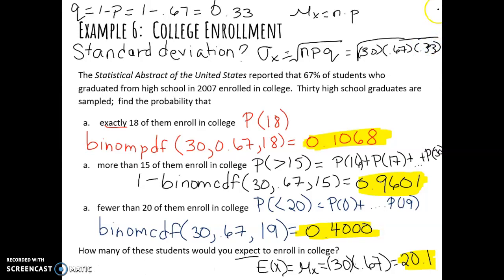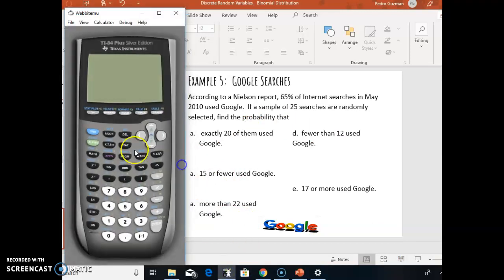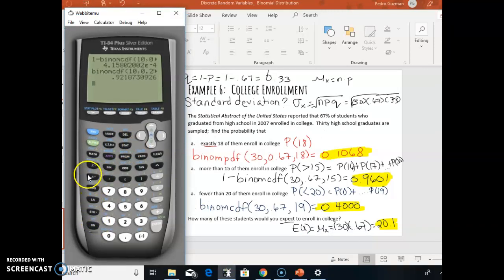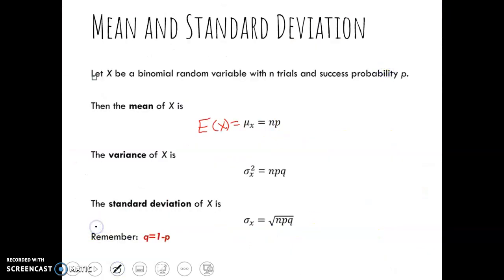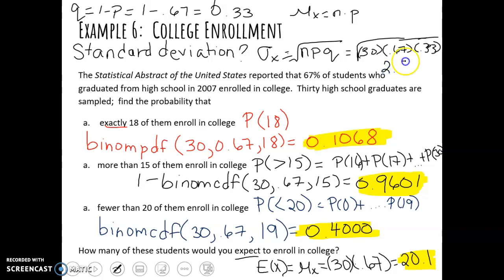Now, square root. How do we put that in the calculator? Let me show you. You see the x squared button right there? Square root is above it, so it's a secondary function. So we hit second x squared, which will give us the square root sign, and then you type in 30 times 0.67 times 0.33, and we get 2.575. That's how you find the standard deviation of the random variable.